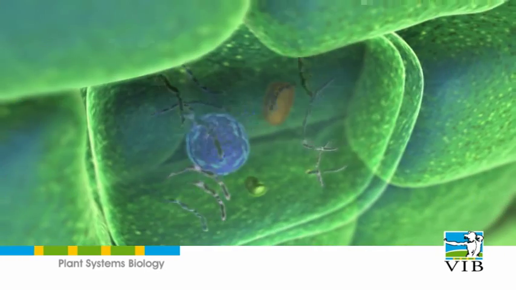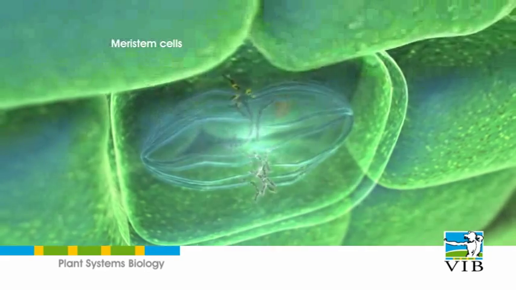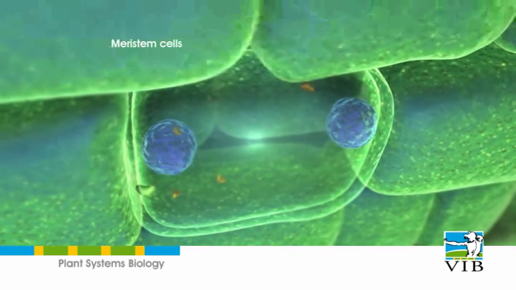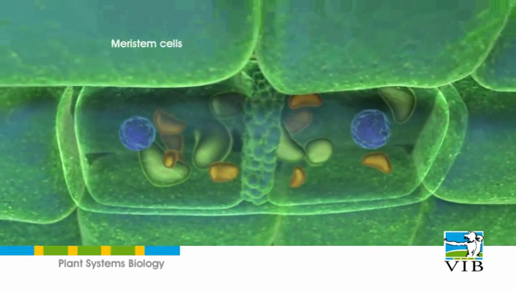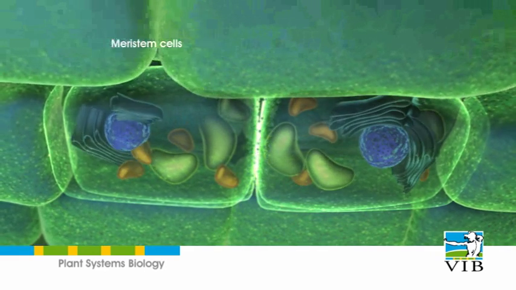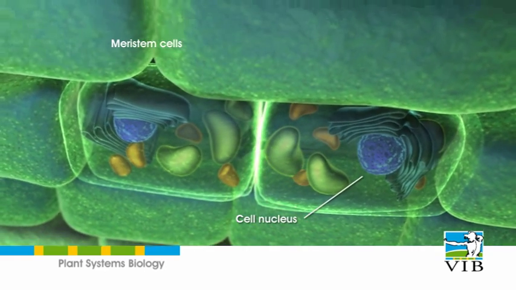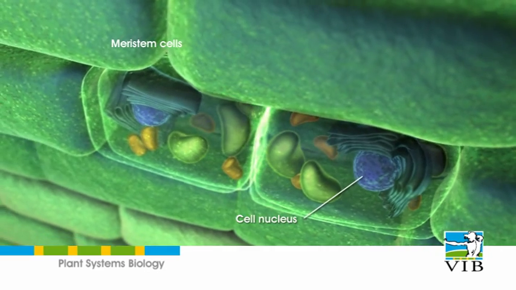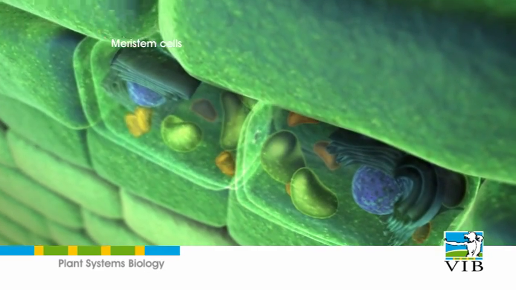Here, new plant tissue is formed as the cells grow and divide. Cell division is a multi-step process controlled by a complex molecular network. It still holds a few secrets, even though 30 years have passed since the initial discovery of the genes involved.